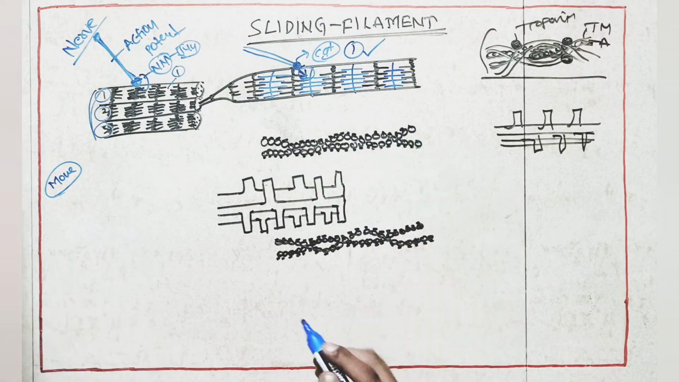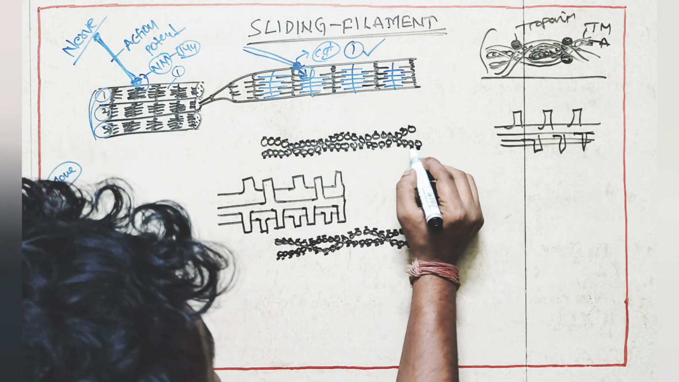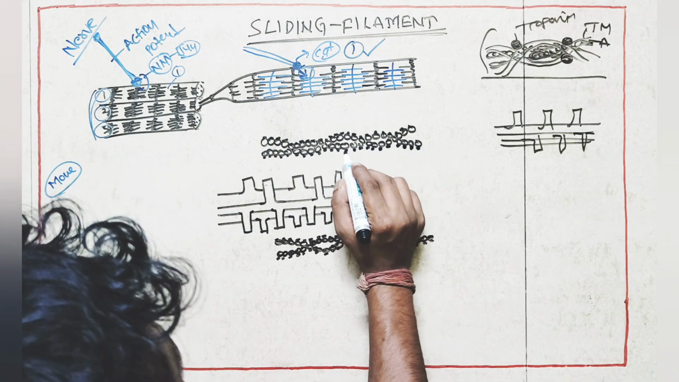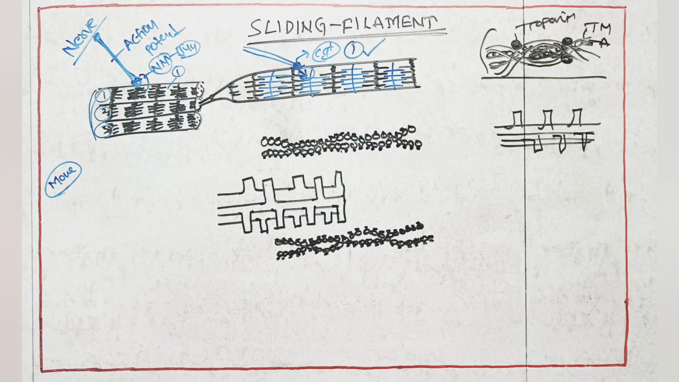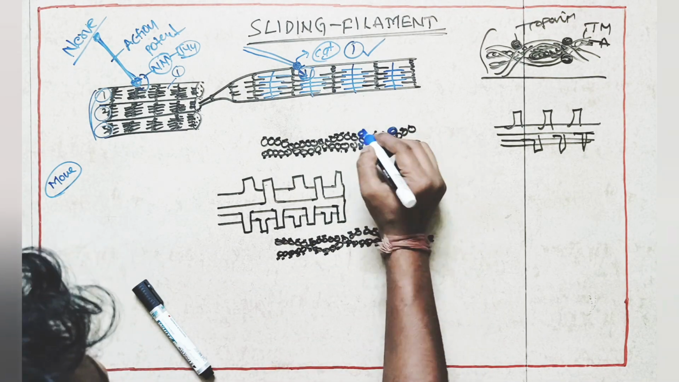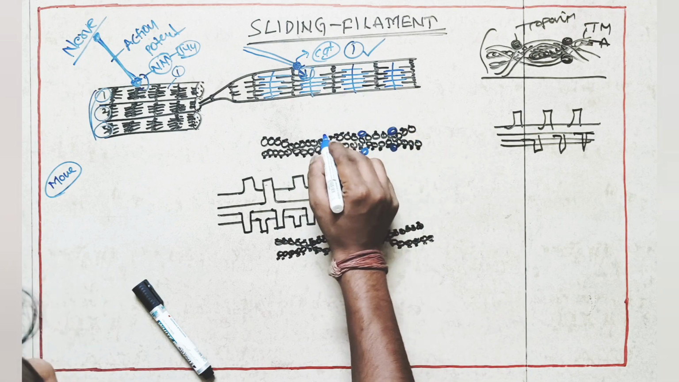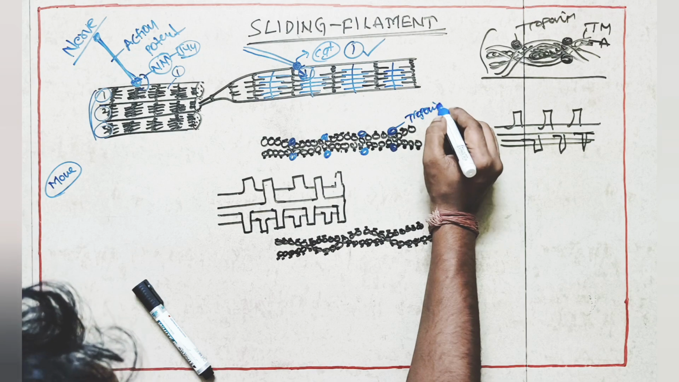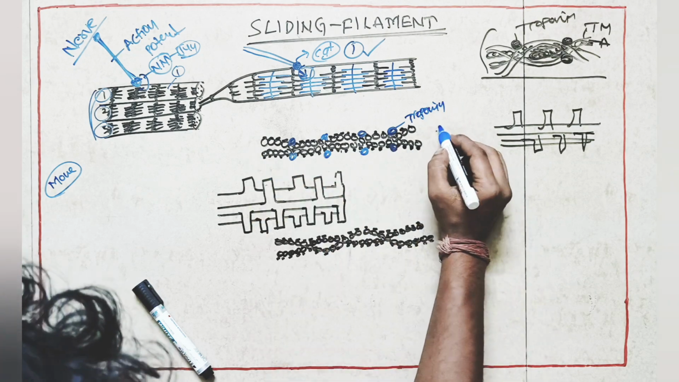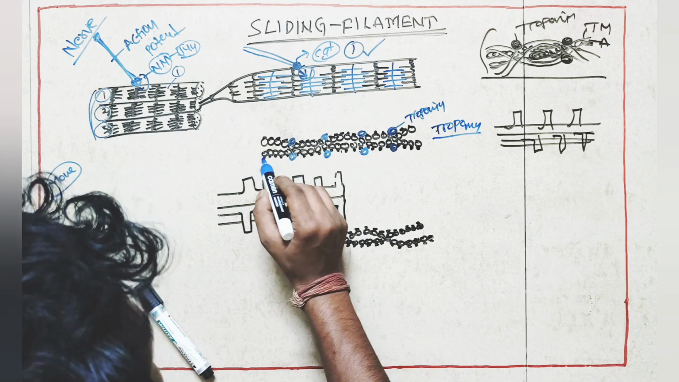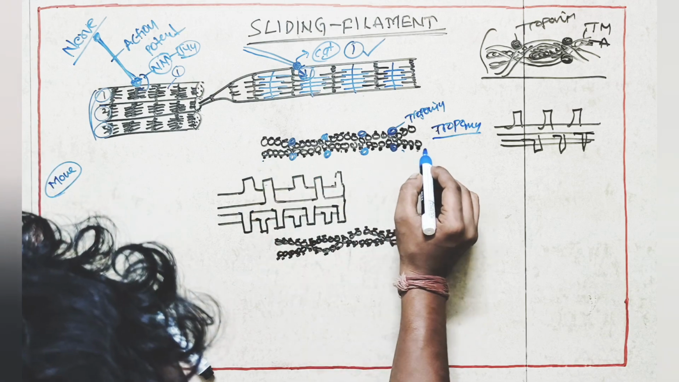See, this is our actin. In this actin, we will have binding sites, and at the same time here we will have the troponin molecule. See here, this is our troponin molecule. And here one more thing, tropomyosin. See, binding sites are there, no?